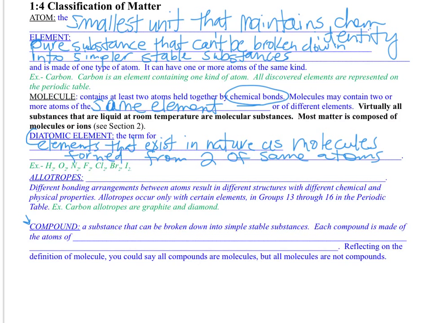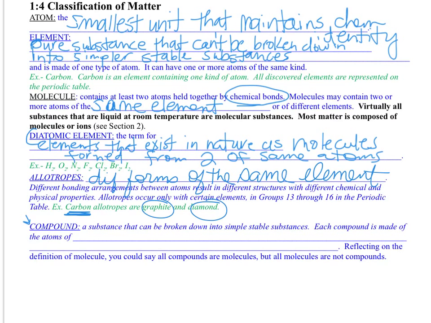Vocab word for you: allotropes. They are different forms of the same element. For example, carbon. Carbon allotropes are graphite and diamond. Both very different in their properties. They're both solids, but they are very different.